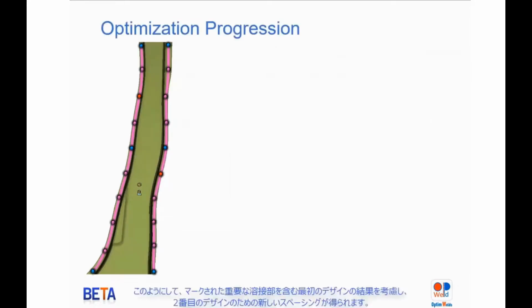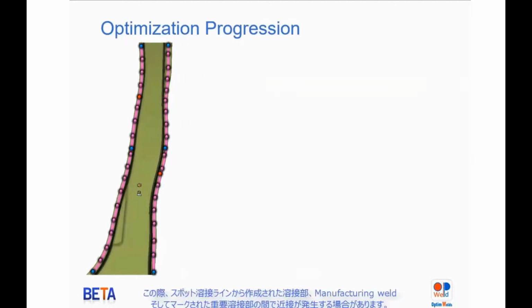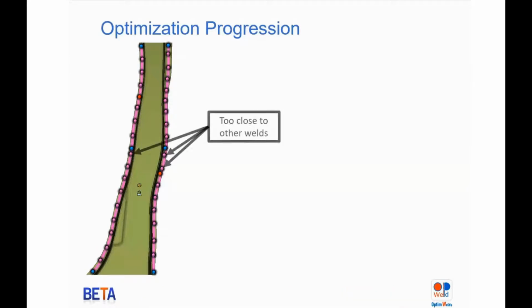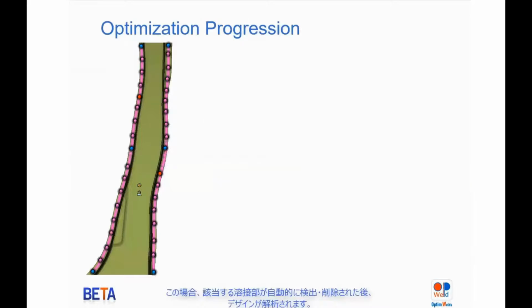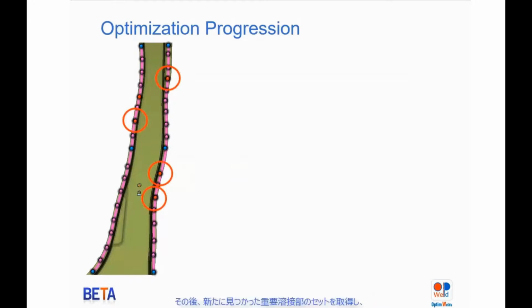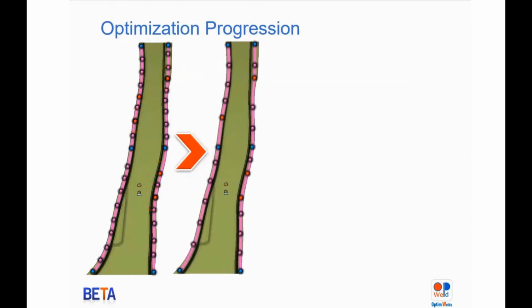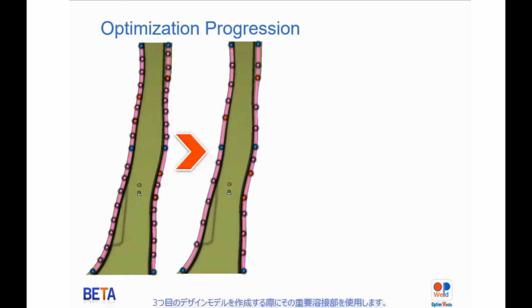So looking at the results of our first design with the marked critical welds, we'll get a new spacing for our second design. And notice that when this happens, we might have some conflicts with the proximity between the welds created from the spot weld lines, as well as the manufacturing welds and the marked critical welds. In this case, those overlapping welds will be automatically found and removed, and this design is going to be solved. After that, we get a new set of critical welds that are found, and we use those critical welds when we create the model for design 3.